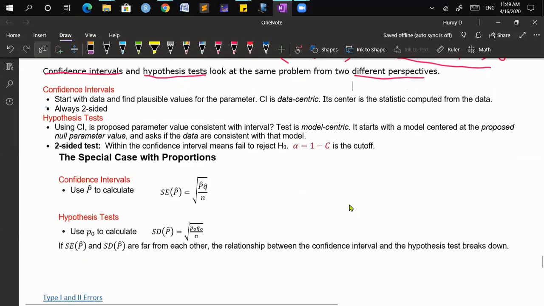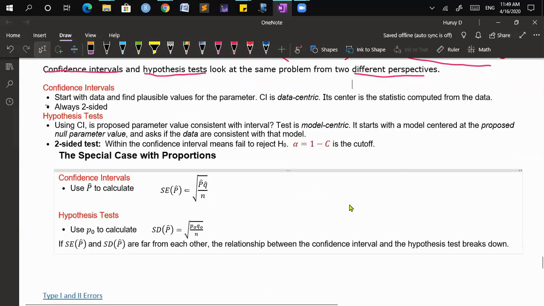Confidence interval. Here, yeah, so it is data-centric. Earlier, I tried to mention this one. It's data-centric, which means the center is the statistic computed from the data.